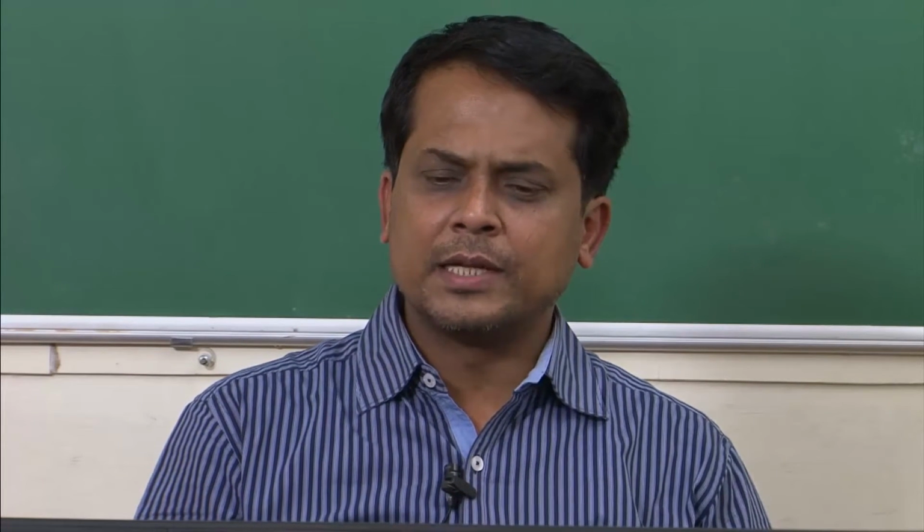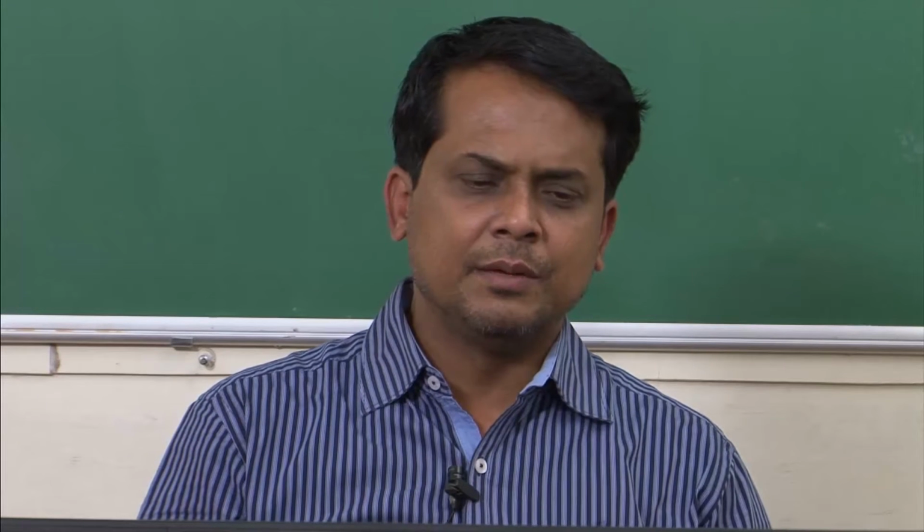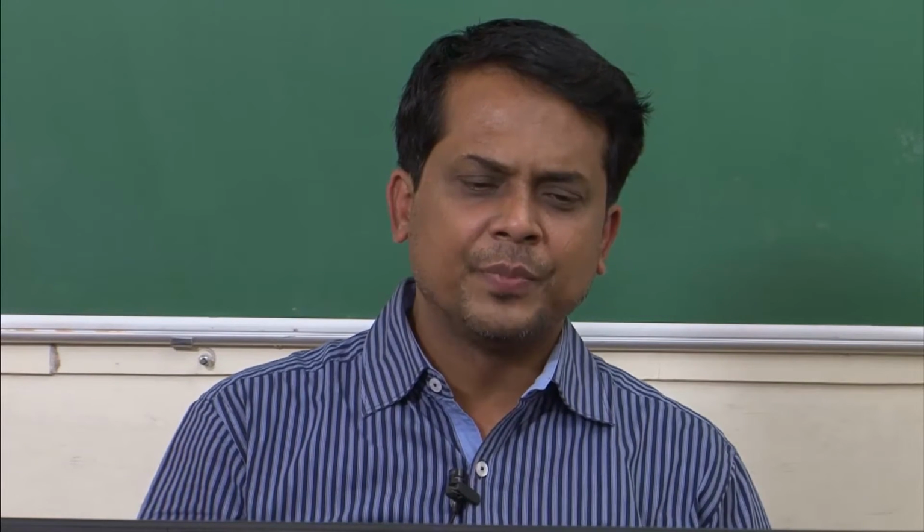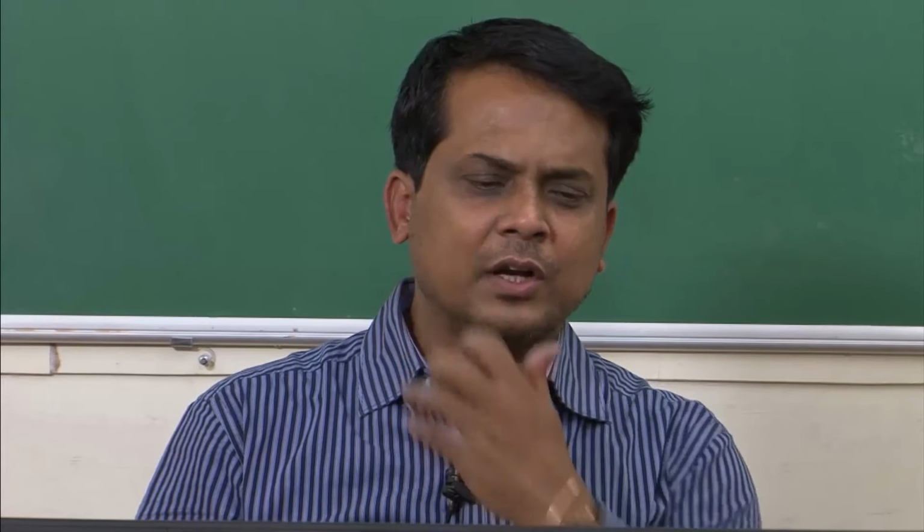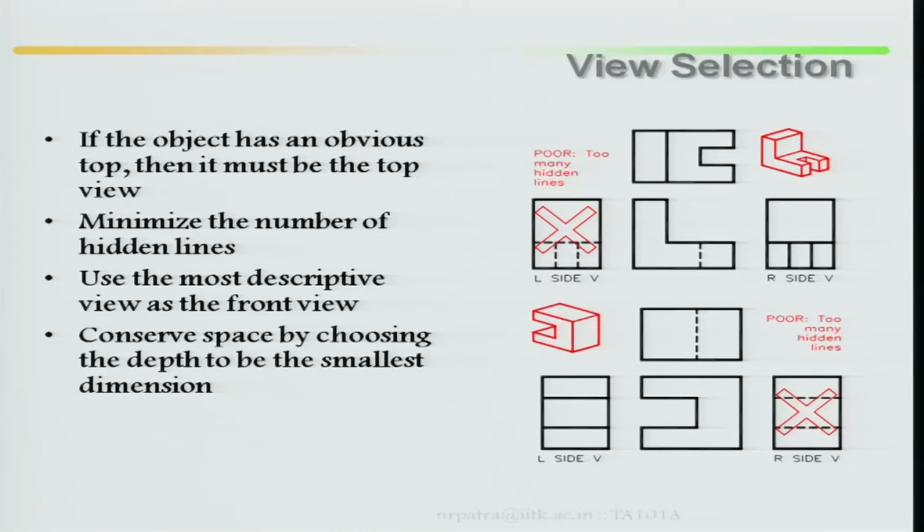Now, view selection. If the object has an obvious top, then it must be the top view. Minimize the number of hidden lines. Once you choose the direction of your view, minimize the number of hidden lines in the front view, as I said.